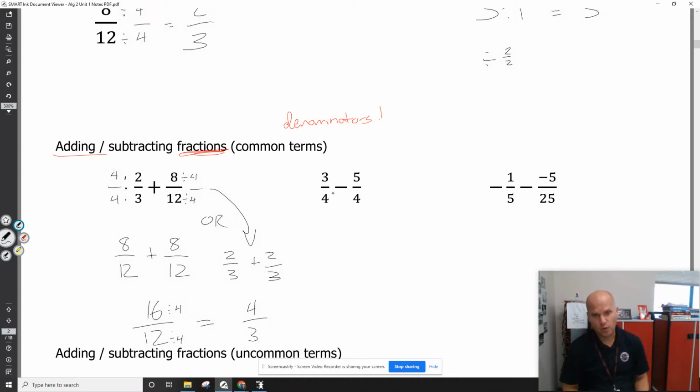If I have 3/4 and I want to take away 5/4, well, I'm taking away more than what we have.